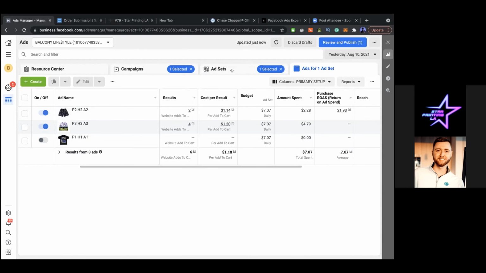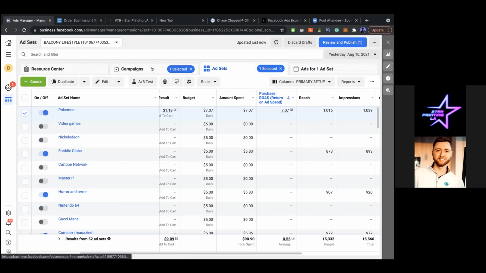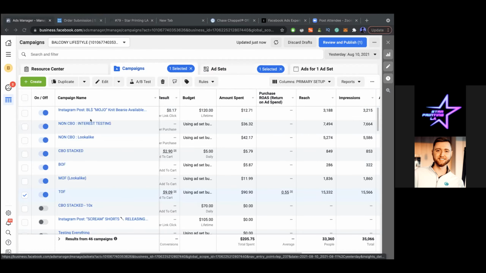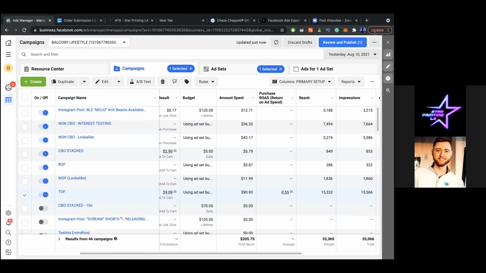What about your retargeting? I mean, you're getting a ton of add to carts. Are you retargeting that? So should I make another? Yeah, you should be retargeting all the add to carts. So not in a lookalike, but have a CBO.